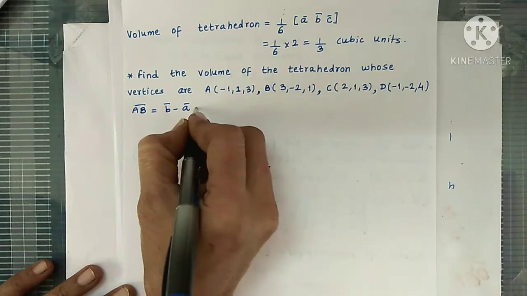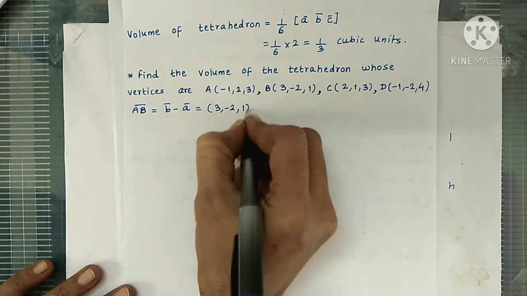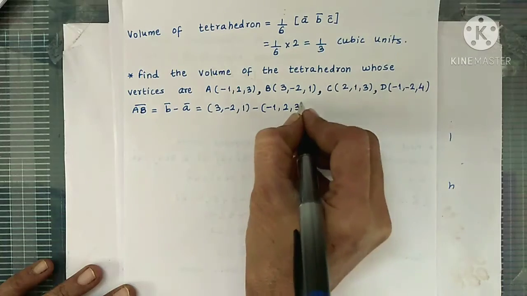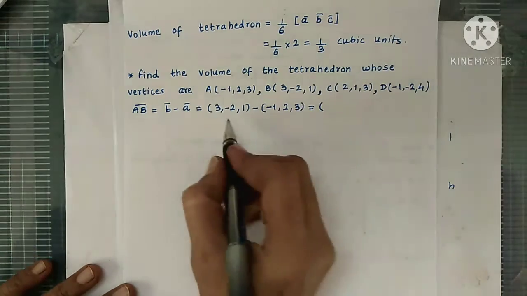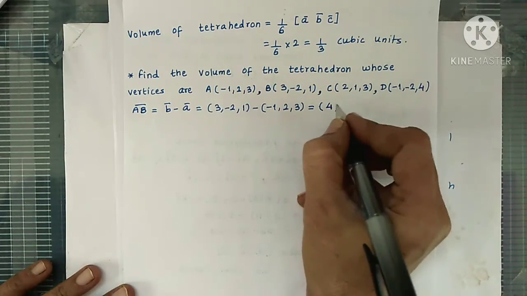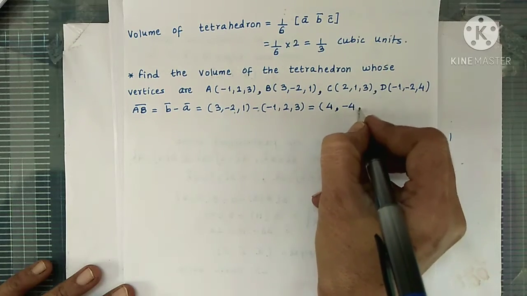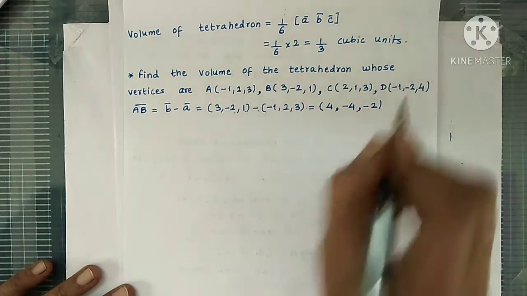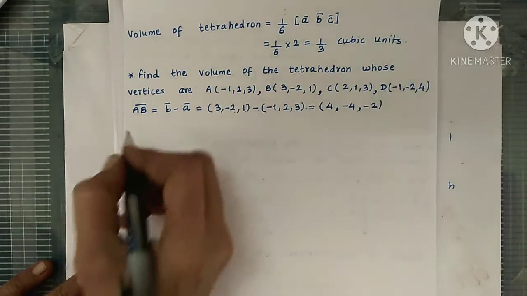Now point B is 3, minus 2, 1. Then minus A, that is minus 1, 2, 3. So let's write the difference here. It is 3 minus minus 1, that becomes 3 plus 1, which is 4. Next one is minus 2 minus 2, so that is minus 4. And 1 minus 3, so minus 2. So it is 4 i cap minus 4 j cap minus 2 k cap.